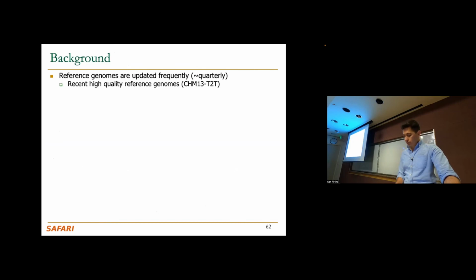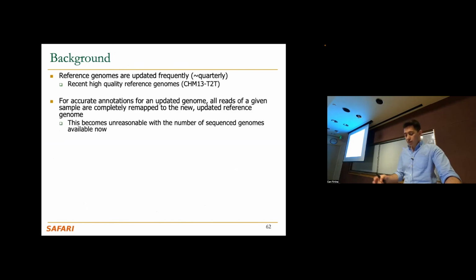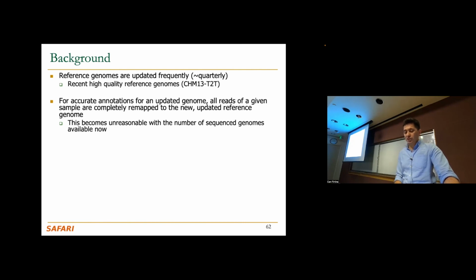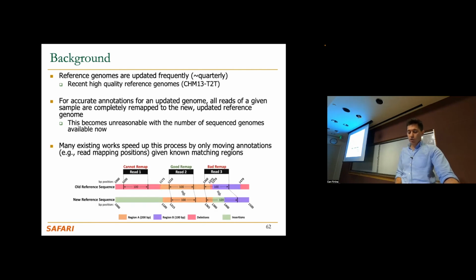Again, a short background: we know that reference genomes are frequently updated. Recently, we have T2T-CHM13 from the Telomere-to-Telomere Consortium released. We are releasing many reference genomes frequently. In order to get the most out of reference genomes, the ideal would be to remap your reads to that entire reference genome again. But that may become unreasonable because of the computational costs. And there are many existing works.